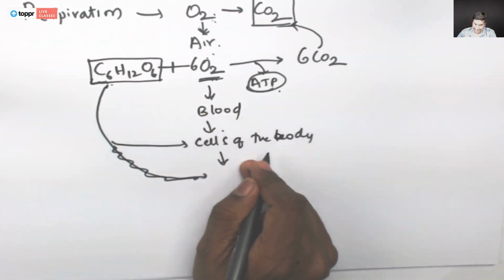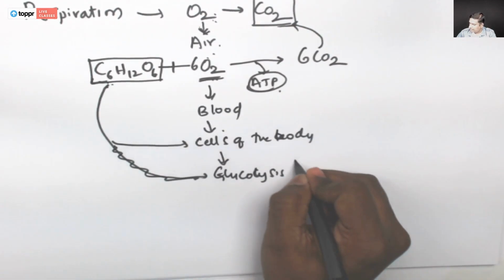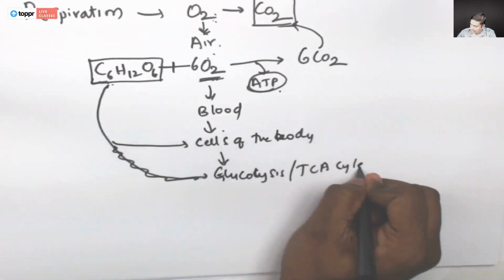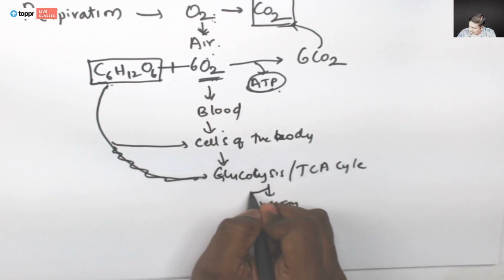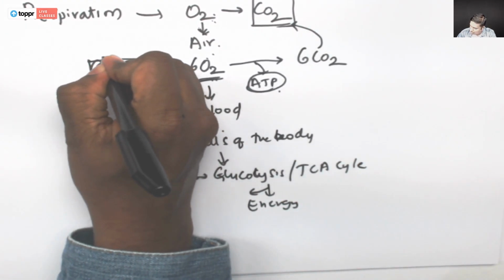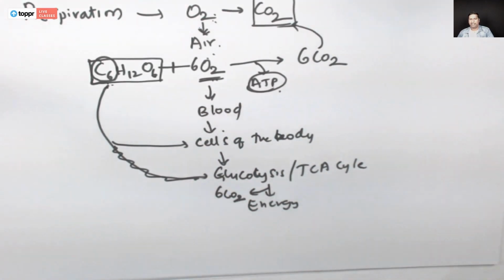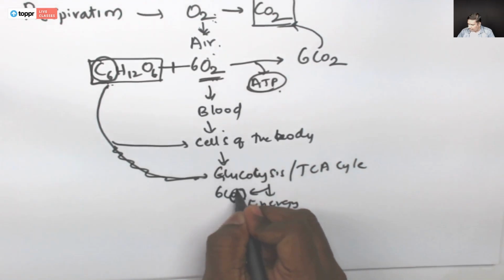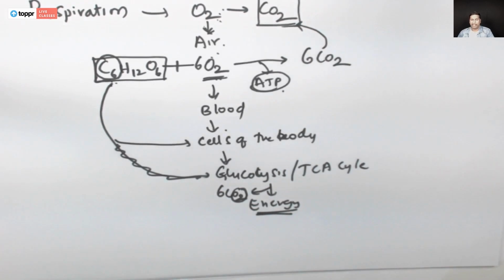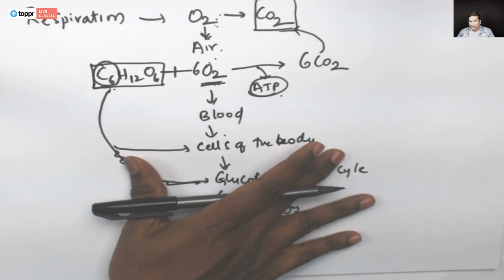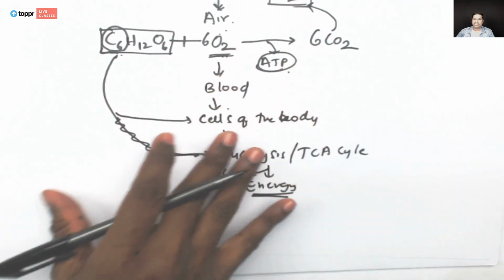Both are entering the cell, and inside the cell, through the process of glycolysis and the TCA cycle, you're getting your energy. And in the process, this 6-carbon glucose is being converted into 6 molecules of carbon dioxide, and this oxygen is actually coming from the air that we are breathing in, and you're finally getting your energy. So if you have to talk at a molecular level, this is what is happening and this is the main purpose of respiration.